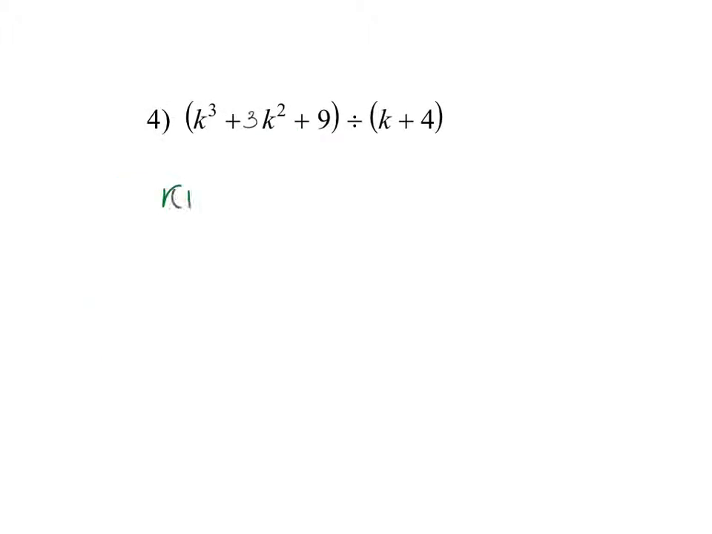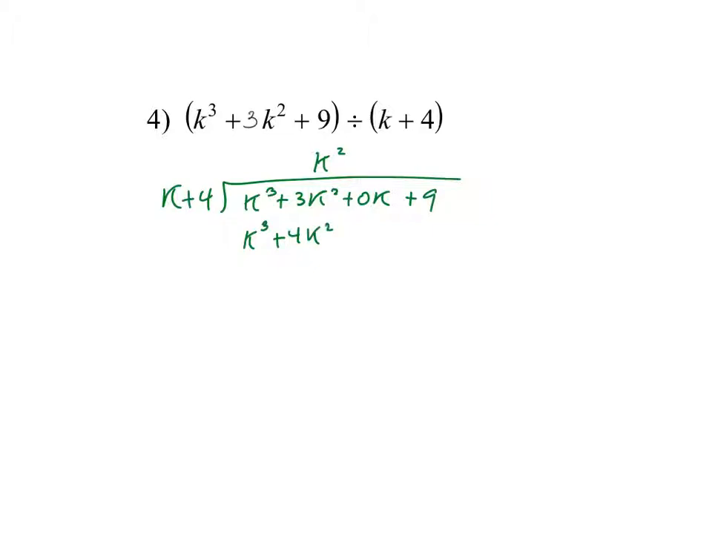Again, so k plus 4, k cubed plus 3k squared plus 0k plus 9. So I need to include that k there. So k cubed divided by k is k squared. I'm going to distribute, so k cubed plus 4k squared. So minus that. Again, this one cancels out. So 3k squared minus 4k squared is negative k squared. I'm bringing down now that's 0k. Now negative k squared divided by k is negative k.